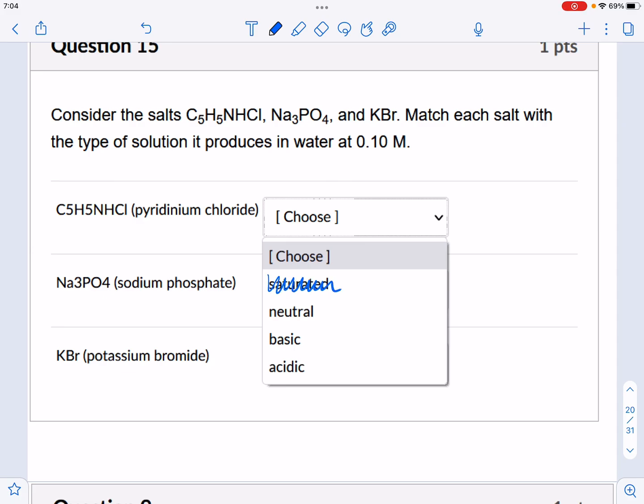All right? So remember, a salt will be neutral if both components, or both ions from that salt, come from a strong acid and a strong base. So KBr, K plus, Br minus, this is coming from HBr and this is coming from KOH, both strong acid and base, so this is going to be neutral, okay?